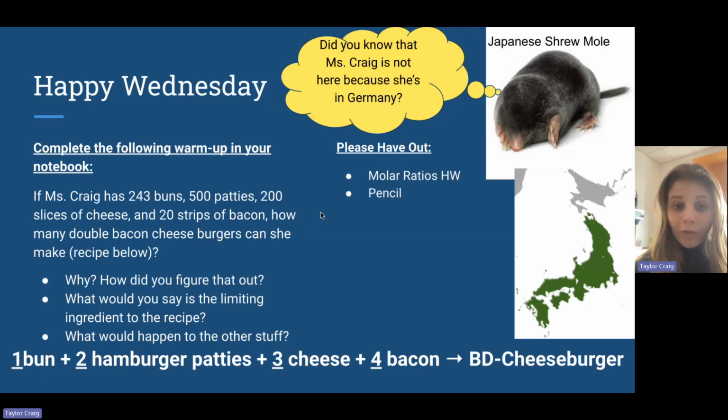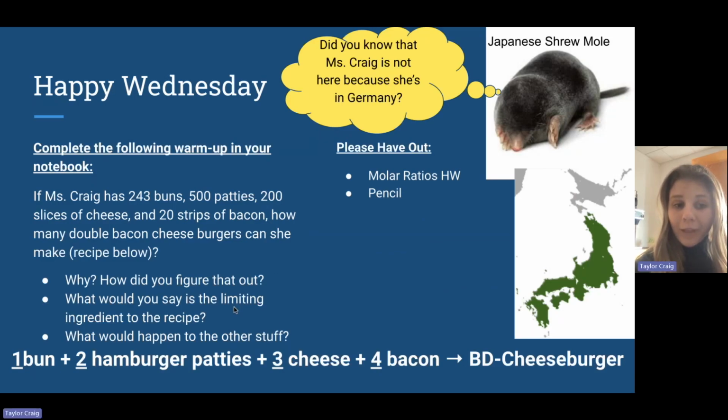Okay, so hopefully you realized that I can only make 5 double bacon cheeseburgers because these 20 strips of bacon is what is holding me back here, right? Everything else, I have a lot of it. I could make 243 cheeseburgers if we're just talking about buns. I could make 250 cheeseburgers if we're just talking about patties. Right, like I can make a lot of cheeseburgers, but my bacon's really holding me back here.